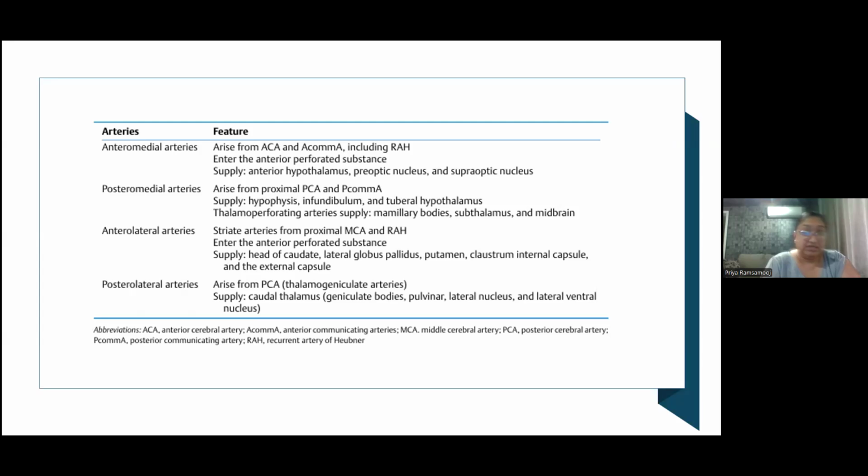Outside of the entire circle of Willis that we would have just mentioned, there are some smaller vessels that you do need to know. These are the penetrating arteries of the circle of Willis: the anterior medial arteries that help to supply the anterior hypothalamus and the nuclei, the posterior medial arteries supplying the hypophysis and infundibulum as well as the hypothalamus, and the anterior lateral and posterior lateral that aid in supplying your thalamus, right? These are just your penetrating arteries of the circle of Willis that help to make sure that we have flow all around.